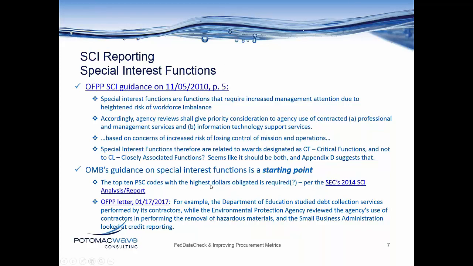So those special interest functions we just looked at, those PSC codes, and your top highest ones with high spend, that's the starting point. And then you really should, as you go through determining your service contract inventory and whether you're in danger of contractors doing federal employee work over reliance, pick the ones that make sense for your department or agency.